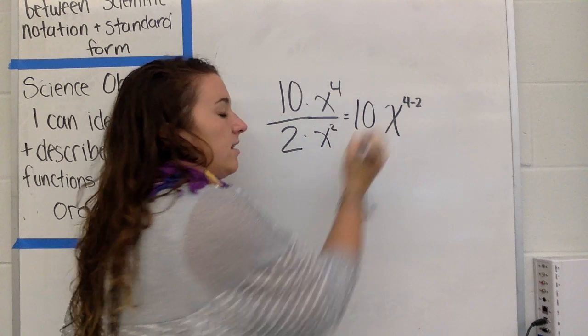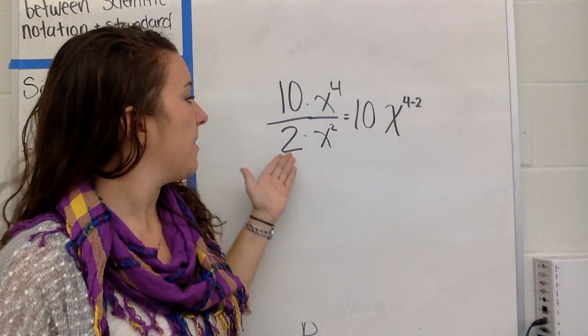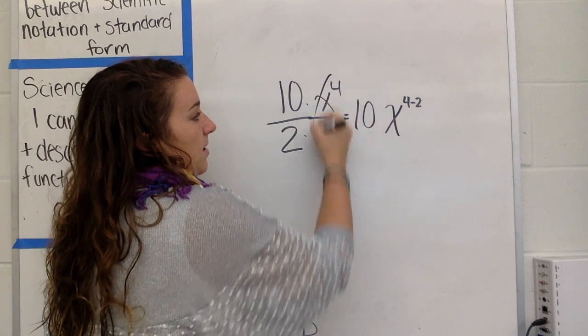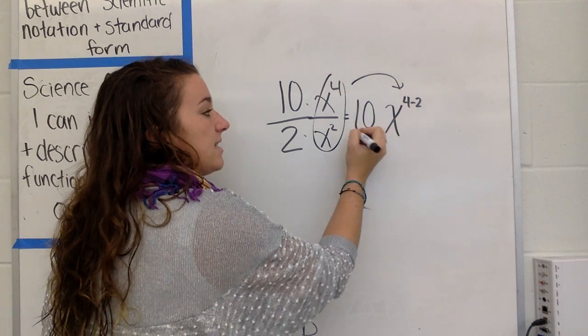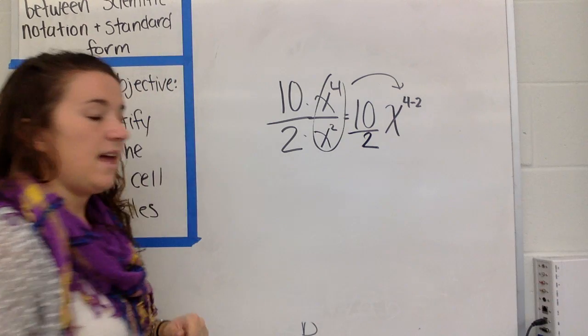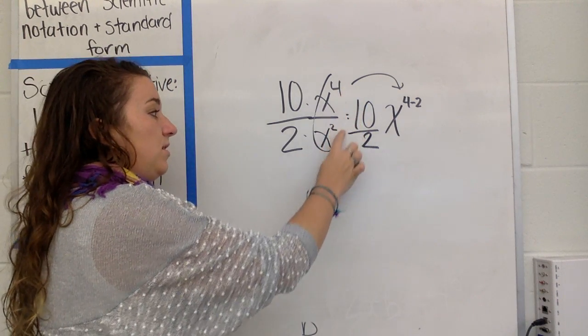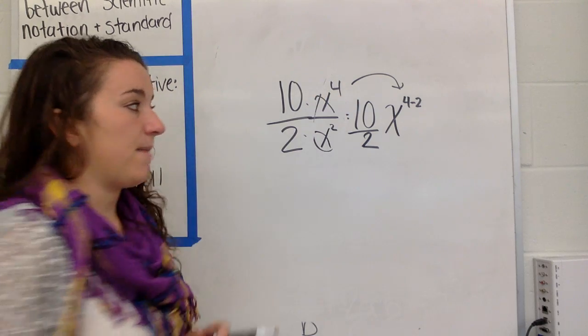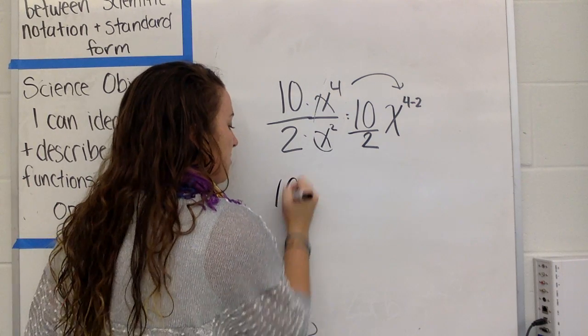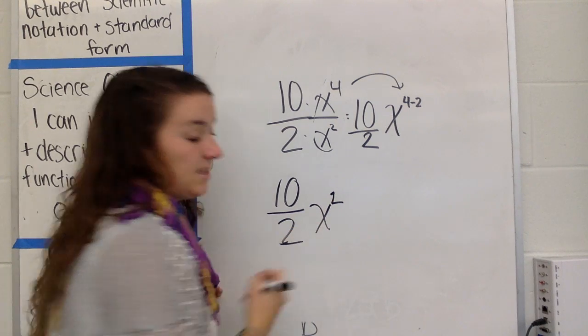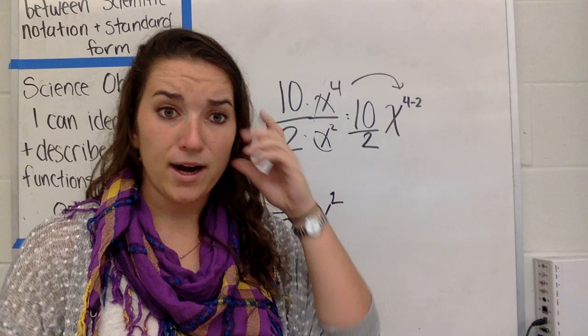Is that right? No, because then where do I put my 2? So because I've already simplified this part right here to become that, but I still have a 2 in my denominator. So it's actually 10 over 2 times x to the 4 minus 2. So now we have 10 over 2 x to the second power, which is the same as what? X squared.